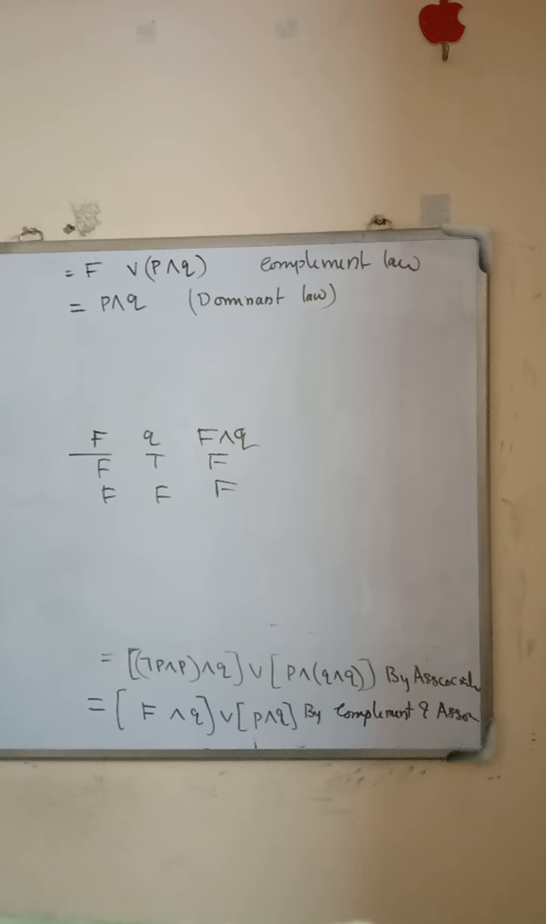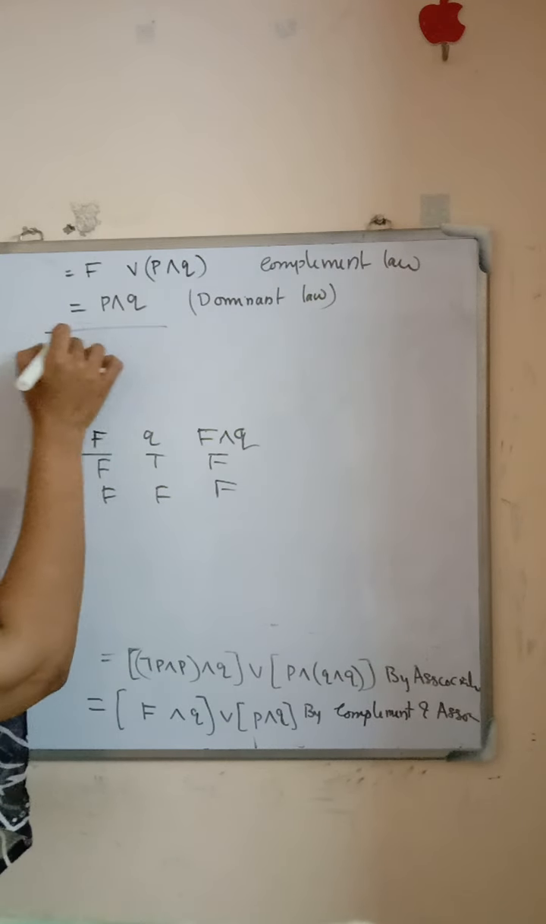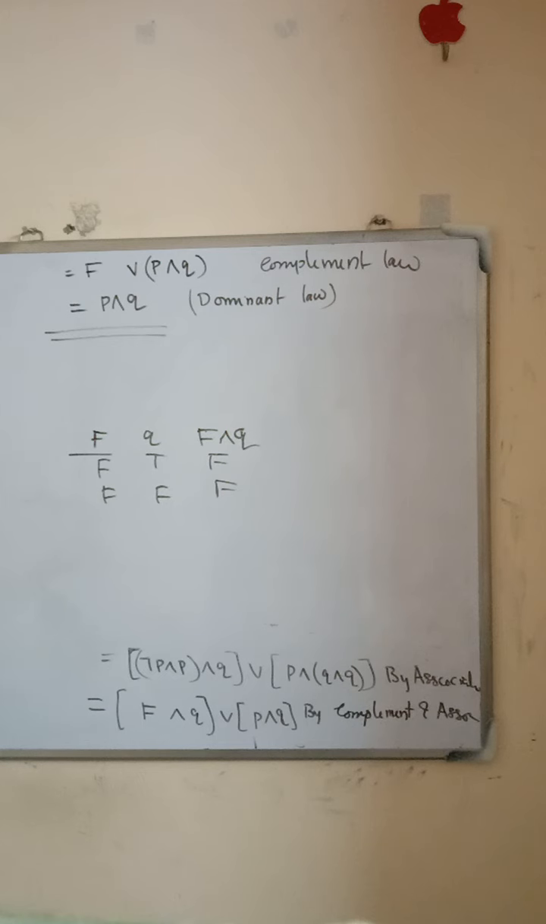We also, by the dominant property, false or P and Q is P and Q. So we get the right side. We start from the left side, we get the right side, hence the result is proved.